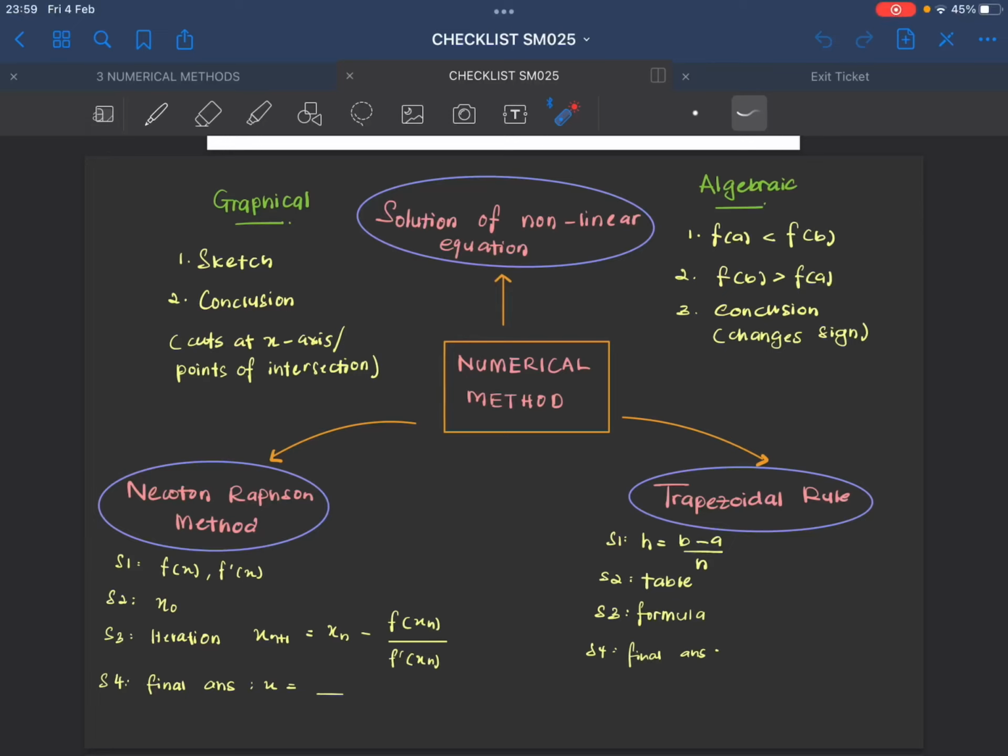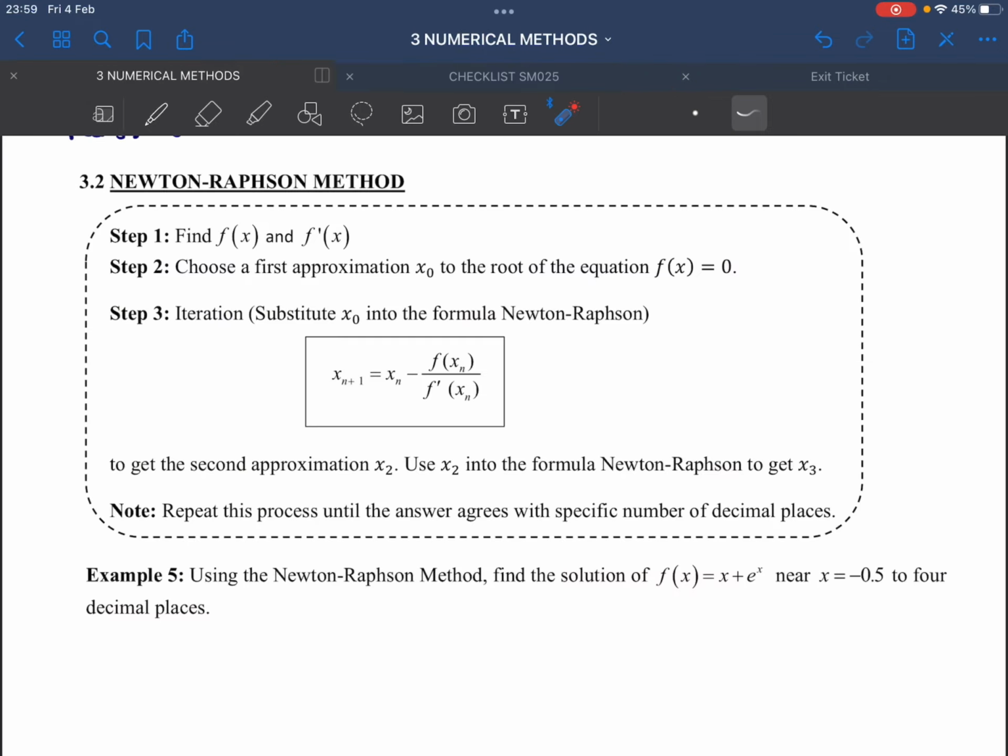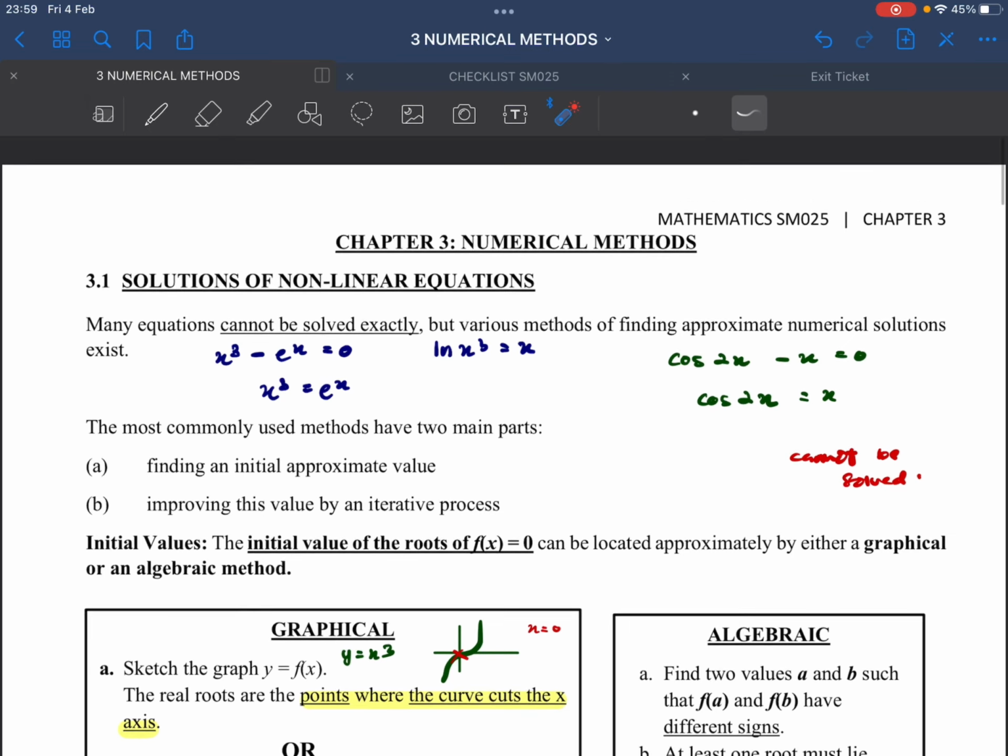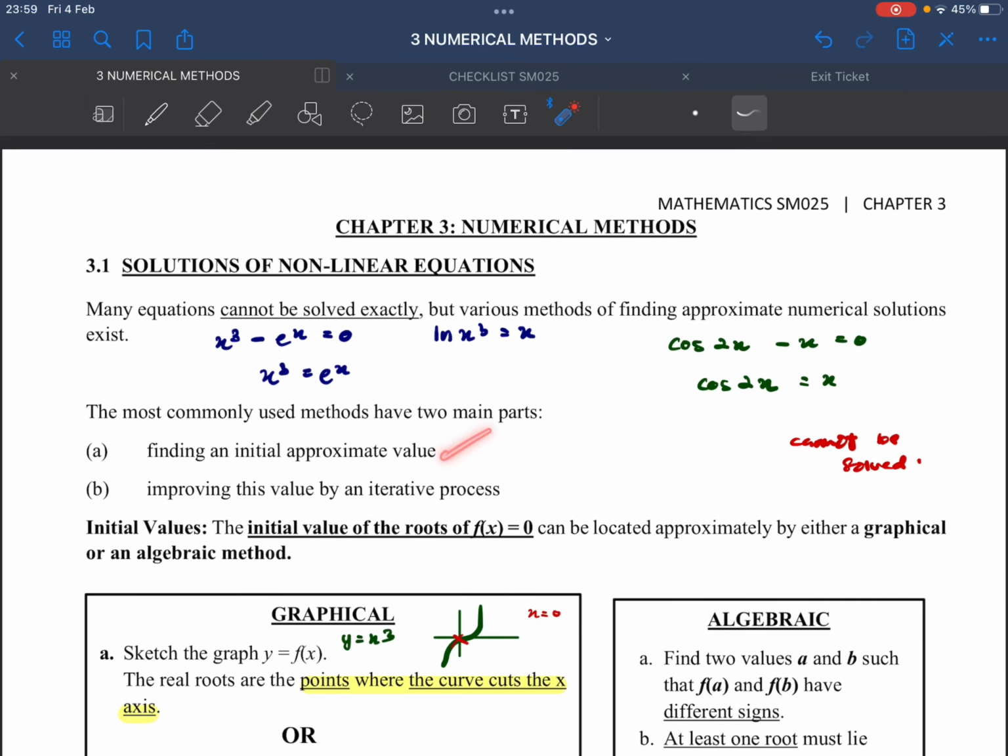Alright, so next we are going to learn how to use Newton-Raphson method. Okay, so what is Newton-Raphson method? Basically, you want to find the x for that equation that cannot be solved. As we saw earlier, the first thing that we have to do is find the initial value. You know how to find your initial value by using graphical or algebraic method, and here we are going to improve this value by using an iterative process.